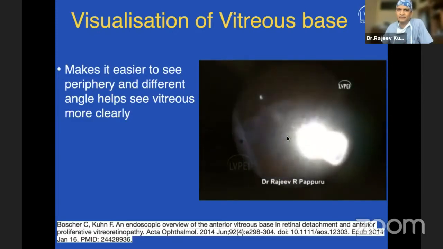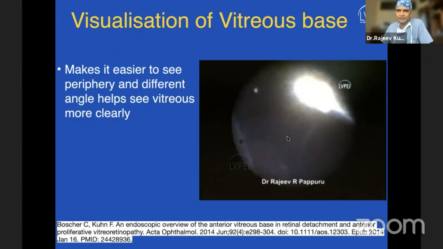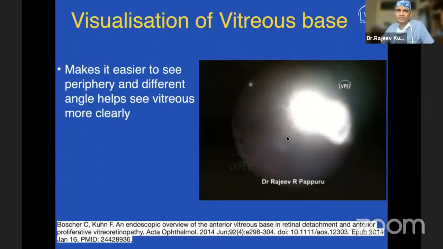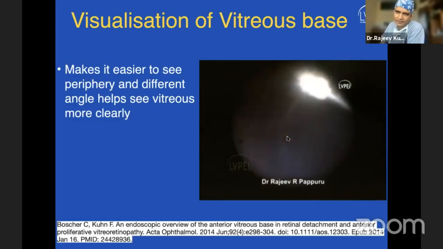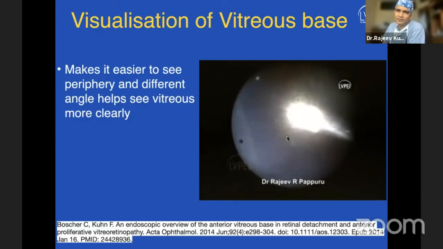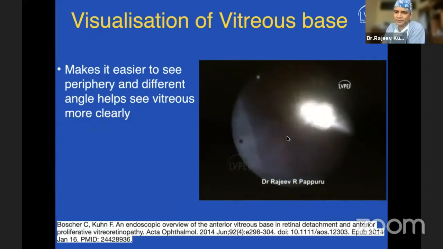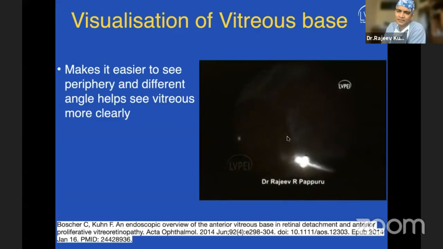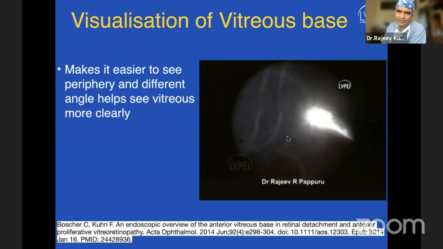So media clarity is still there, but still you can use an endoscope as an addition. That's what these guys have shown in cases where you use the endoscope as an addition. You'll be able to clear the vitreous more than what we usually used to do. So that's an advantage of using an endoscope as an adjunct in cases with retinal detachments.